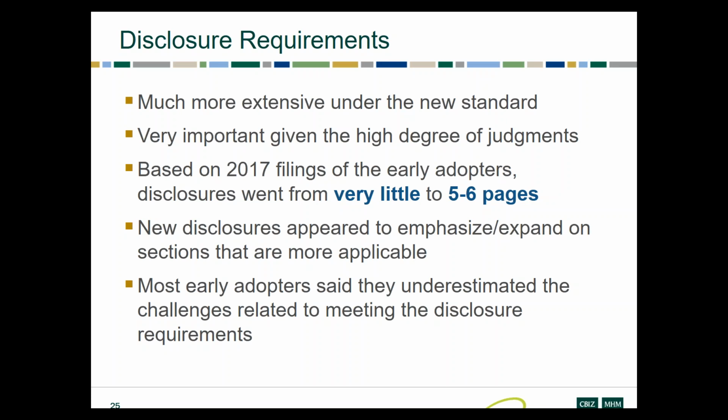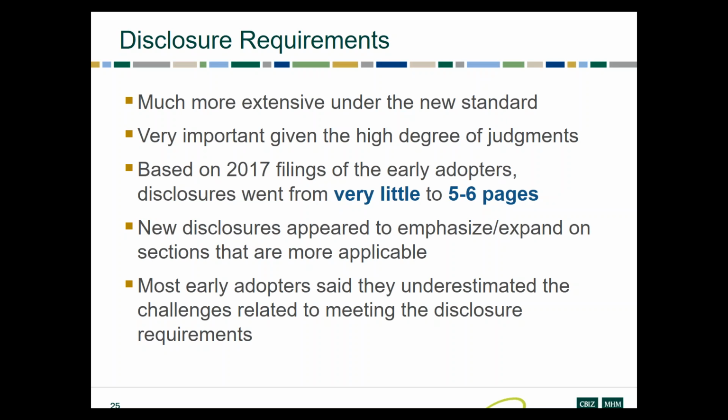The other thing we learned here, based on the 2017 filings of the public companies who adopted early, is that the disclosures went from something like a couple of paragraphs for some to 5 to 6 pages under the new model. We had the benefit of looking at the 10Ks for the early adopters. We had several companies adopt early: Raytheon, Alphabet, Google, First Solar, United Healthcare, General Dynamics. These are all companies that adopted the standard early. So we had a chance to look at what the difference was versus their prior year filings.